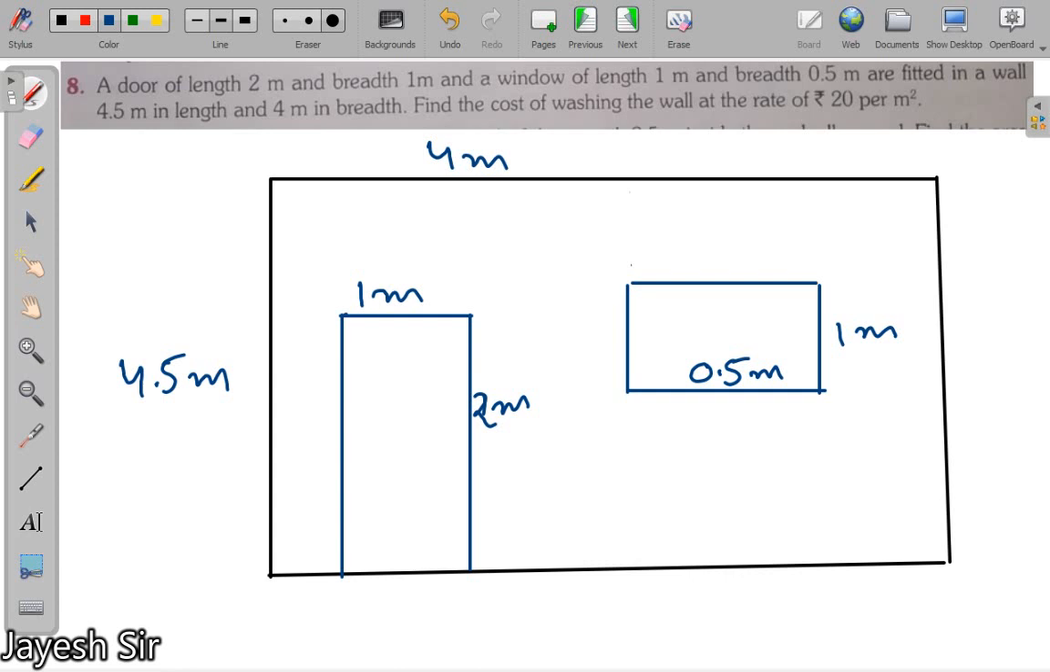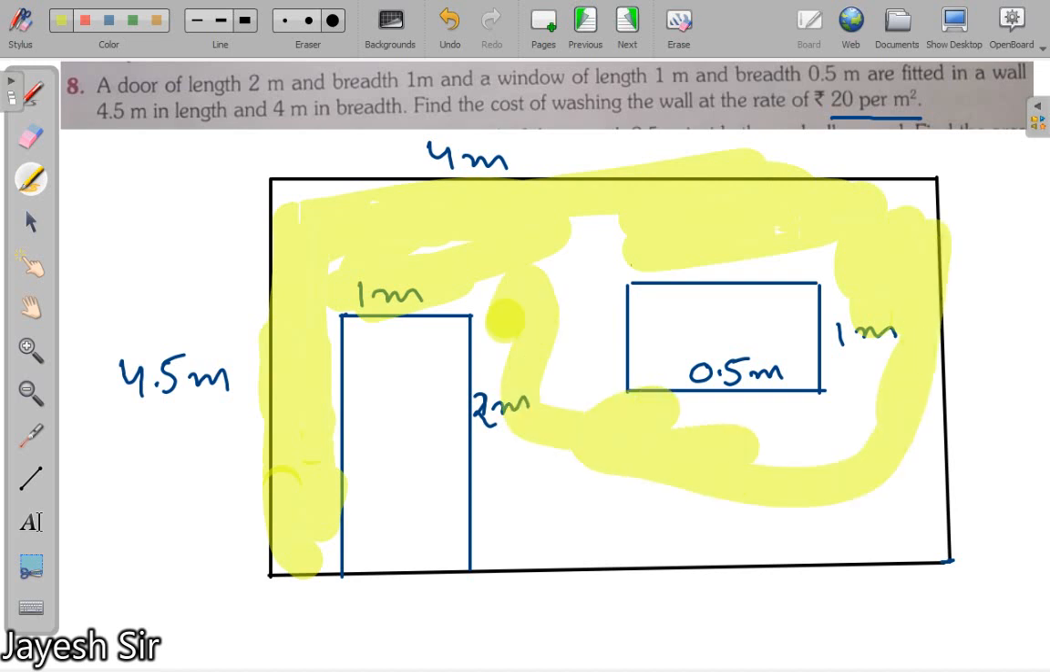I know my diagram is not up to the scale, it looks a bit big or small with respect to the length, but let us consider this diagram. We have to find the cost of whitewashing the wall at the rate of 20 rupees per meter square. Someone has to whitewash this wall. So in order to whitewash this wall, that person will have to whitewash this yellow region, this shaded region.